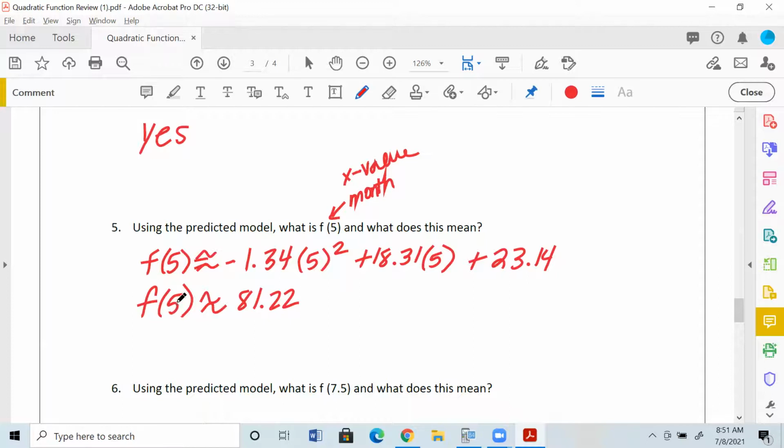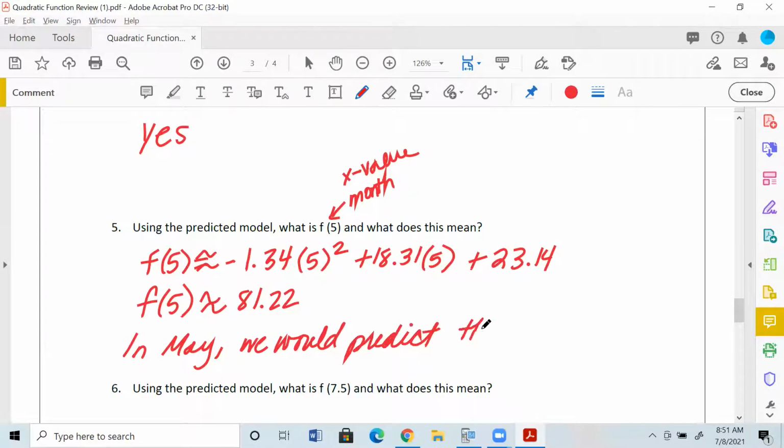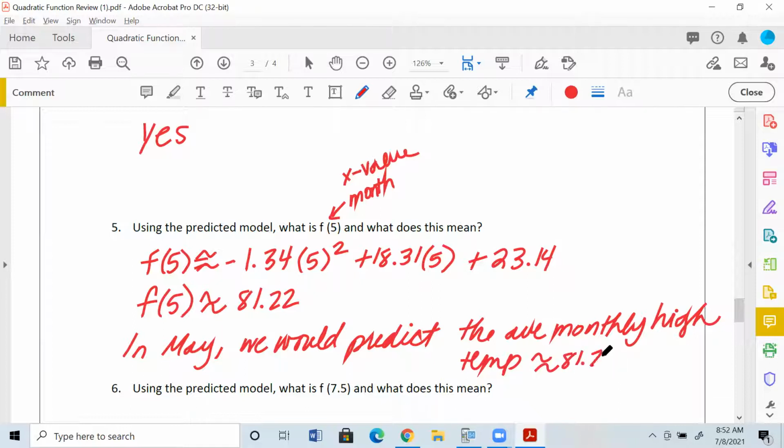So what does that mean? Well, it means in the 5th month, which would be May, we would predict the average monthly high temperature to be equal to approximately 81.22 degrees.